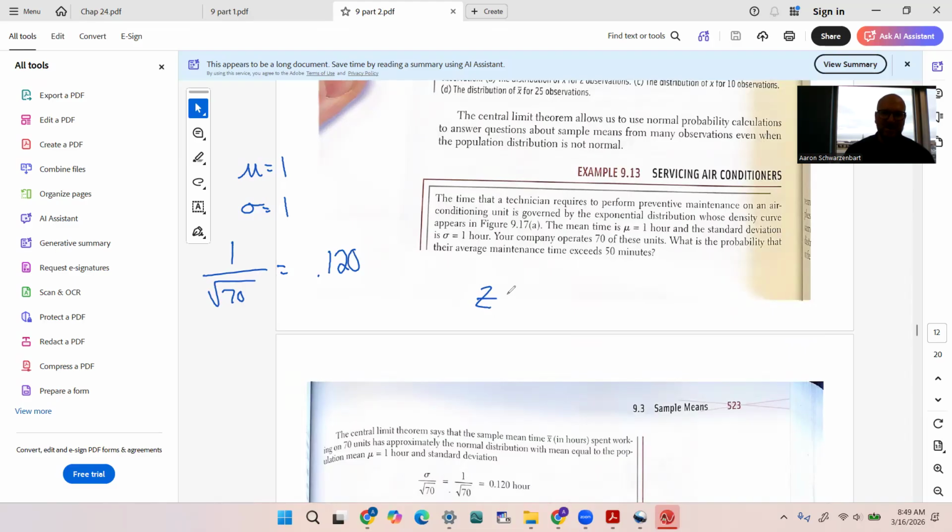I can calculate a z-score for 50 minutes. 50 minutes is 5/6 of an hour, right? The standard deviation is 0.120. What's 5/6 minus 1? It's negative 1/6. What's negative 1/6 over 0.120?